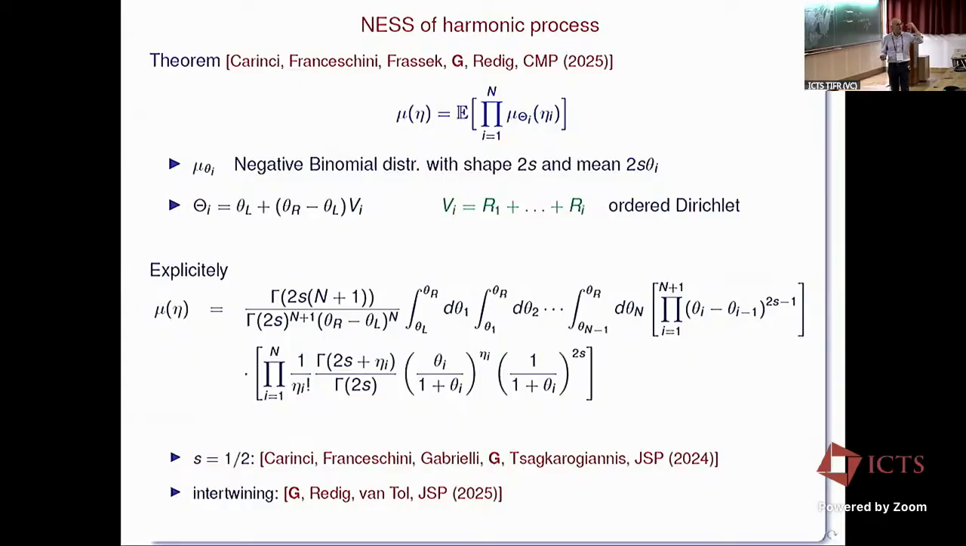Okay, so this we first identified for spin 1/2. It was noticed from the MFT results that this structure could be there, and it was tried for KMP, but it didn't work. Here for this model, it does.